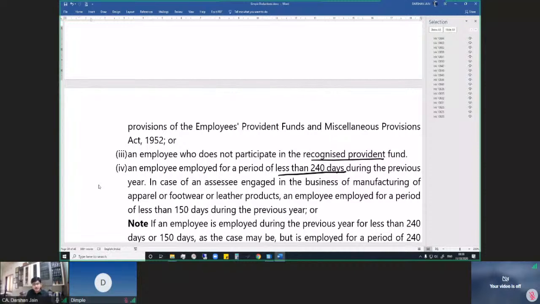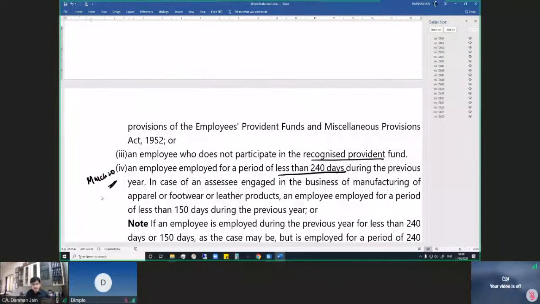Now what could happen? You employ somebody during part of the year. Let's assume you employ somebody in the month of March 20. Now he is not employed for 240 days during the current year, and therefore you'll have to exclude his salary out of the additional cost of the employee.